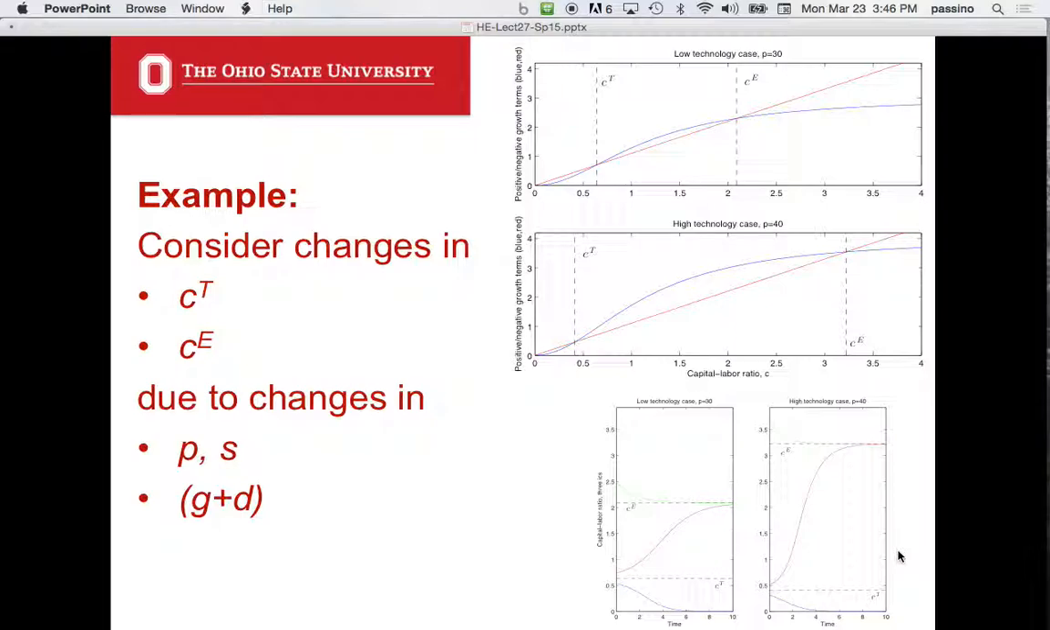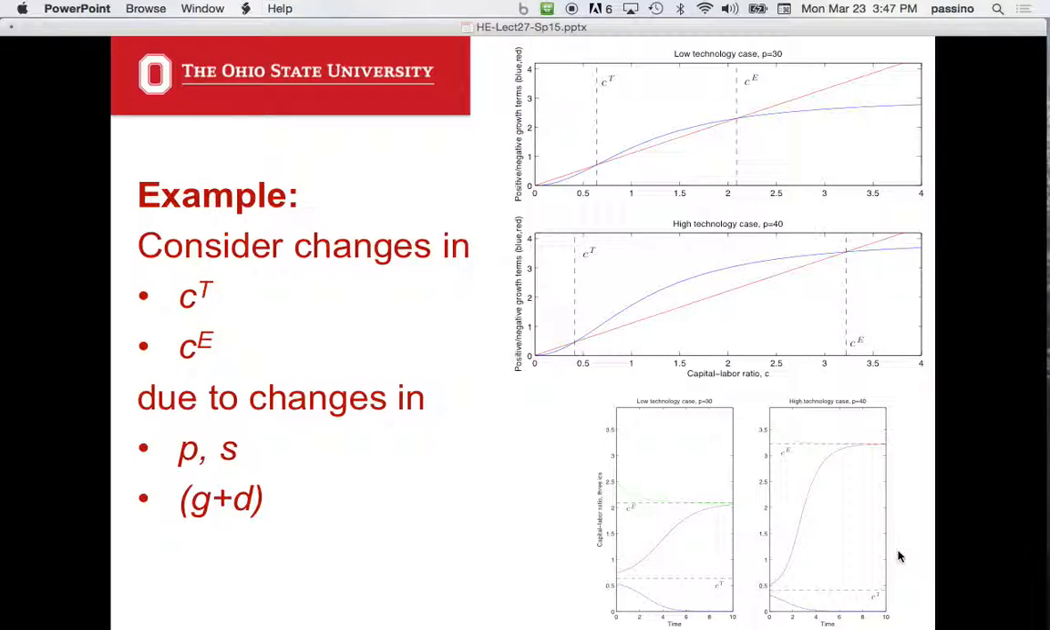Okay? Well, what happened to CT? Did it increase or decrease? Increase. Ouch. The poverty trap got bigger. Got more babies to feed. We got worse depreciation. Capital depreciation got worse. You can analyze the right one similarly.